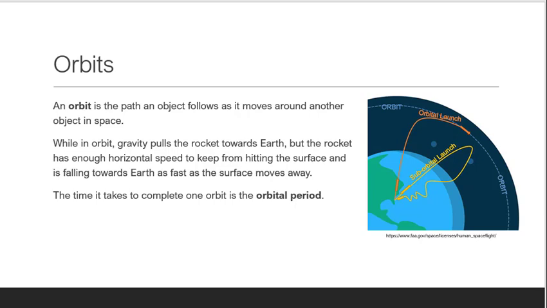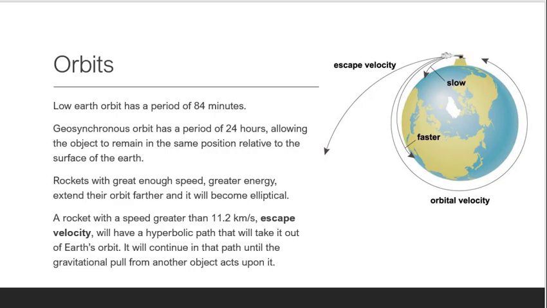One of the things that you'll hear when you're talking about orbits is the orbital period. And that's just the time it takes for that object to go around the full circle one time. And here are some little details about Earth orbit when you're watching the news. In a low Earth orbit, you can get around the Earth in 84 minutes, which does seem pretty quick.